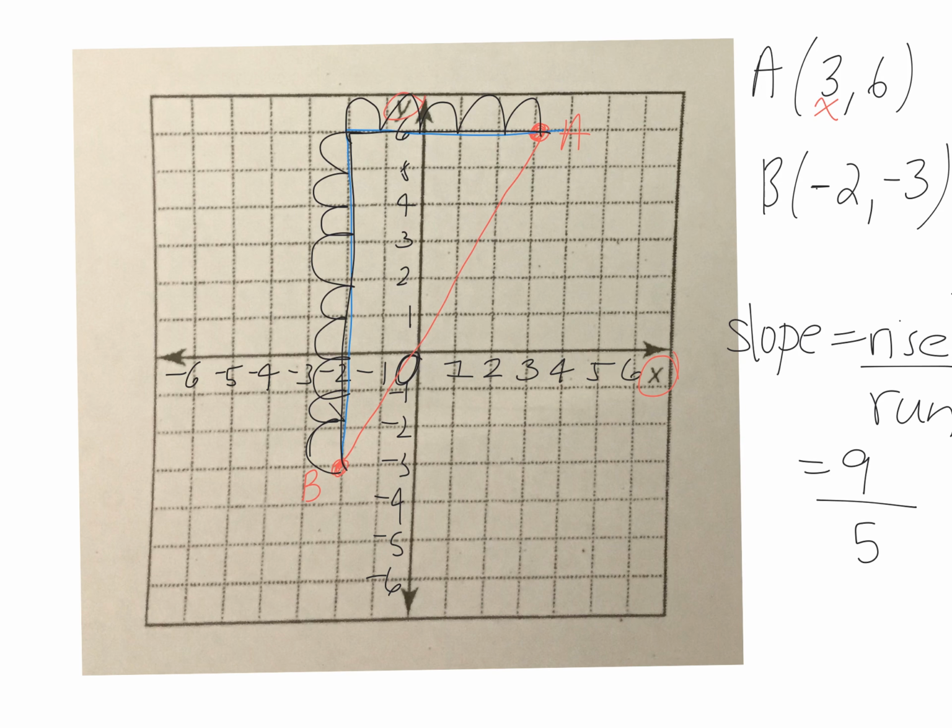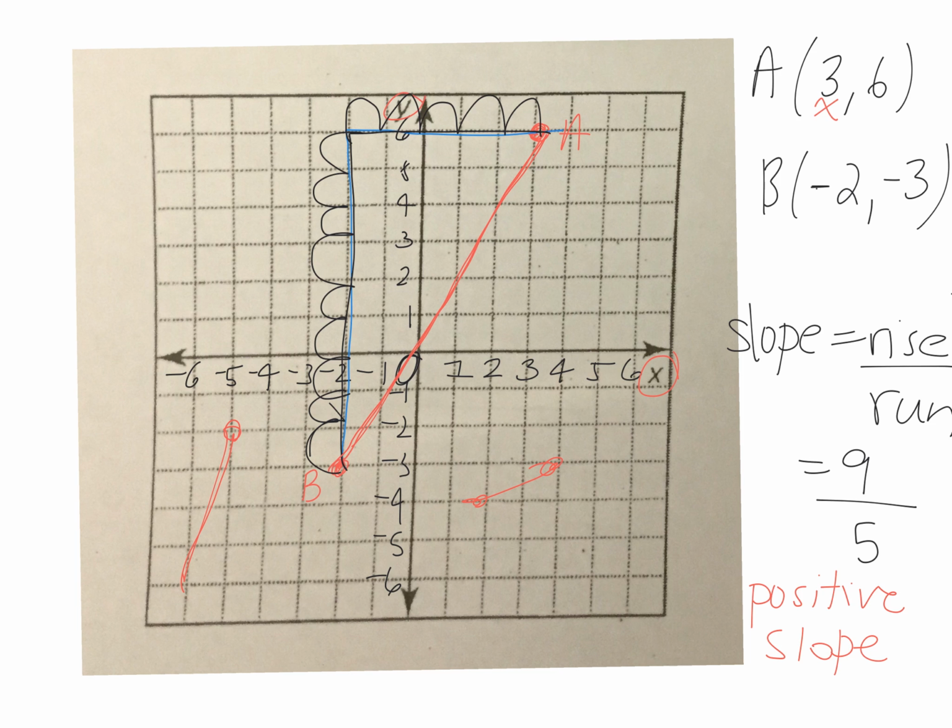Is it positive or negative? Is it positive or negative 9 over 5? Positive. It's positive. Any line that rises to the right, so any line that's drawn in this direction, rising to the right, any single line that looks like that will have a positive slope.